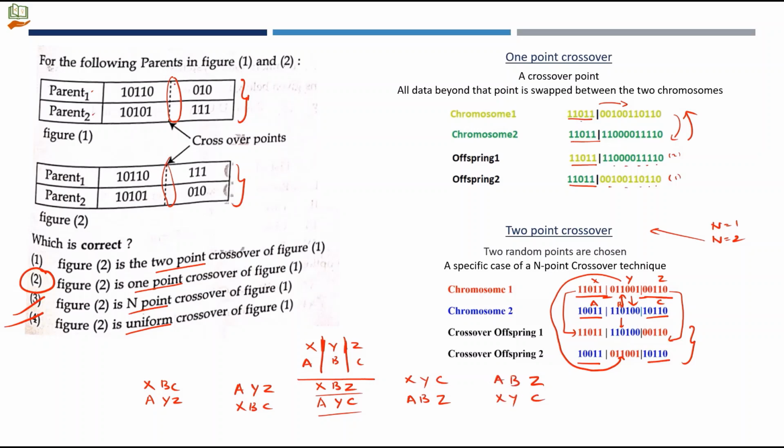Here we have only one division, and here we have only one division. This is also 1 point. This is also 1 point. You are swapping only 010 to this position and 111 to this position. 1 point will be fixed and another will be swapped. 2 point means one will be fixed and 2 will be swapped. In this case, we can even rule out option number 1. This is actually a 1-point crossover because there is only one crossover point that is present in figure 1 as well as in figure 2.